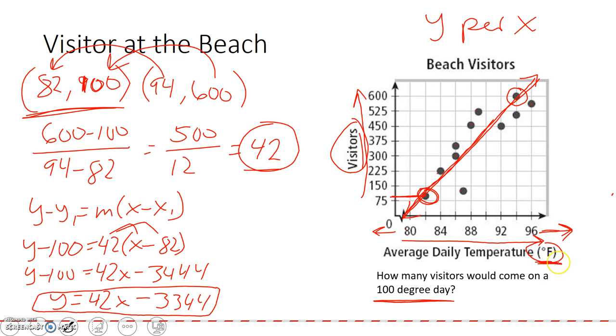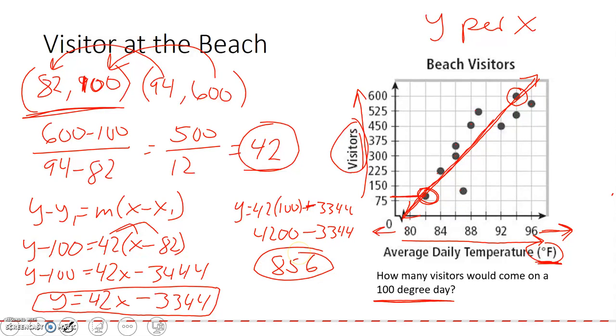So if it's a 100-degree day, I'm going to substitute 100 in for x. My equation is going to look like this: y equals 42, but not times x, it's going to be times 100, and then minus 3,344 people. And so 42 times 100 is 4,200. If I subtract 3,344, I'm going to have 856 people attending the beach on a 100-degree day.